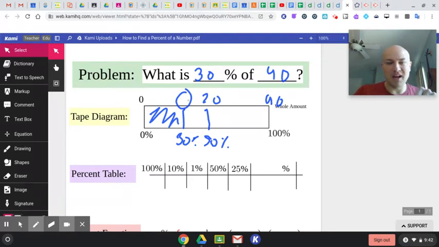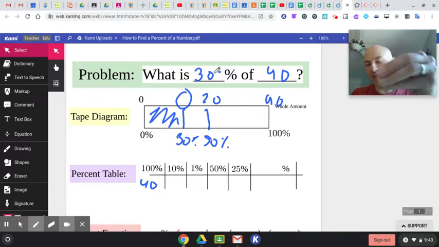And so just like on here, we said 40 was 100%. Under 100%, I'm going to say 40. So whenever it asks what is, if you're trying to find a percent of something, that of amount is 100%. It represents the whole thing, all of it, 100 pieces, 100%. Now, the first trick I'm going to show you is this. If you know 100%, guess what? You know 10%. Why? Well, to go from 100% to 10%, that's just divide by 10.